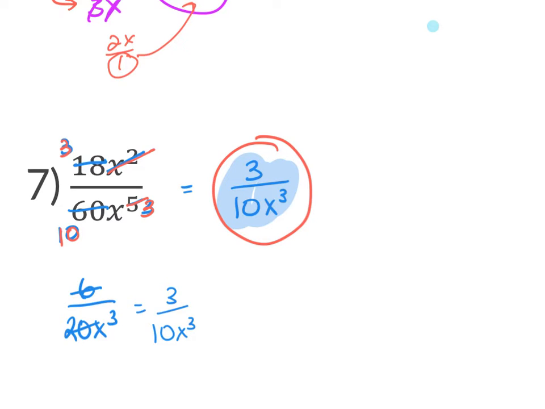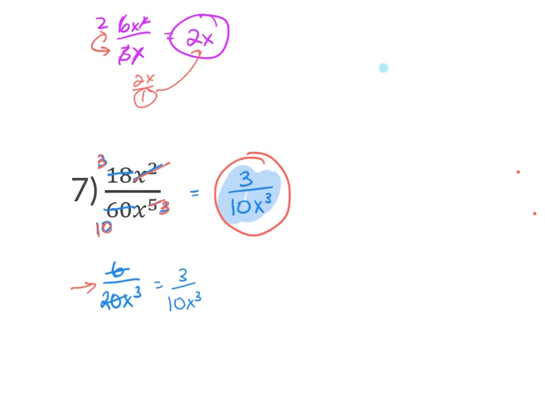Now, if you had, instead of dividing by 6, divided by 3, I would have ended up with this, 6 over 20x to the third, and then that can get reduced again. Either way, you end up with the same answer.